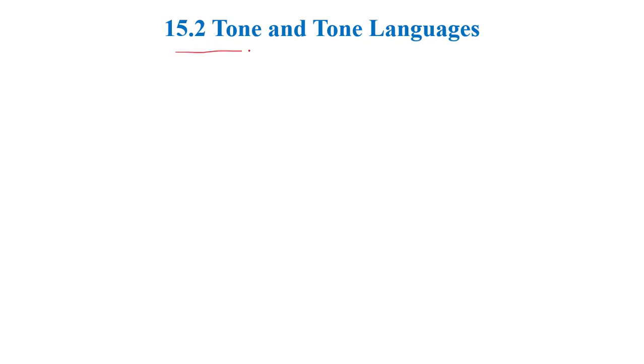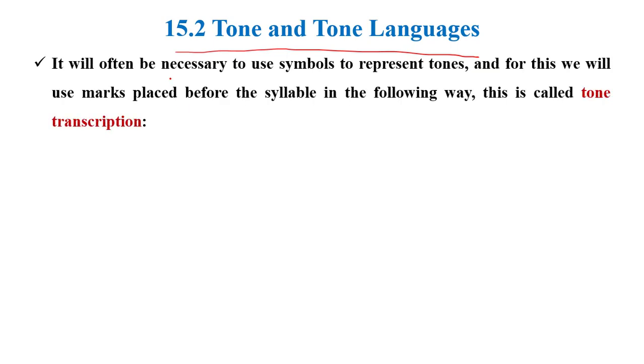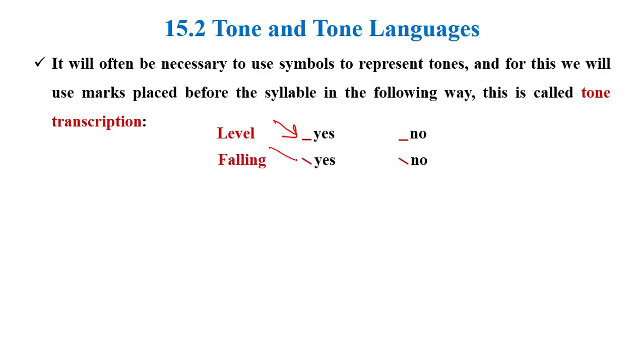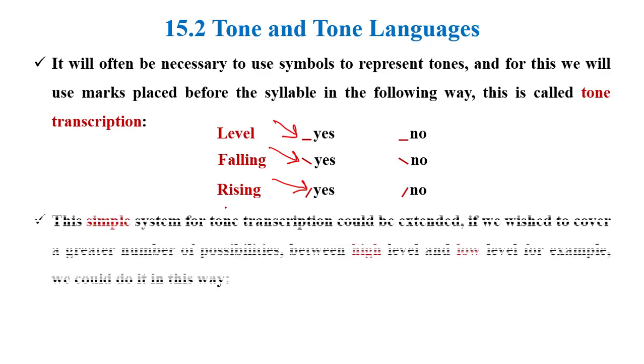15.2 Tone and tone languages. It will often be necessary to use symbols to represent tones, and for this we will use marks placed before the syllable in the following way. This is called tone transcription. So this symbol here refers to a level tone, and this one refers to a falling tone, and the last one refers to a rising tone.